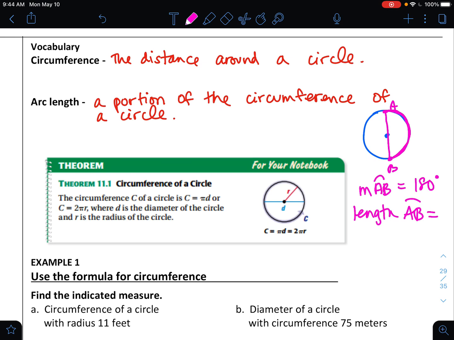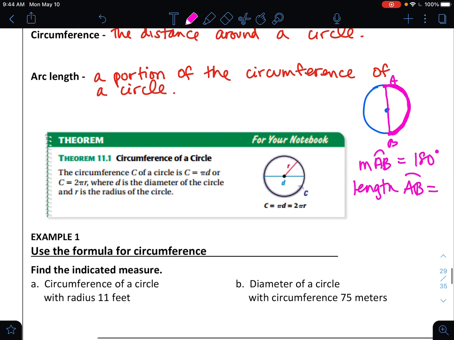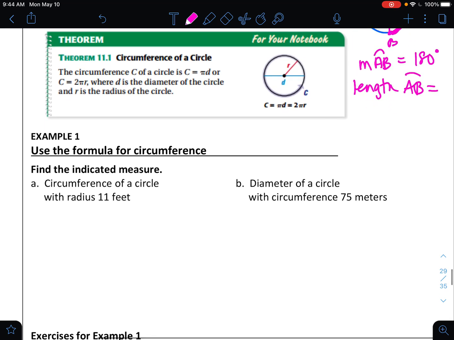So we're going to talk about, like, maybe what is this? Is it 100 inches? Is it 10 inches? Like, what is the length of this arc? And it's going to have a relationship with the degree measure of the arc. So let's just focus on basic circumference first, and then we'll get into that.